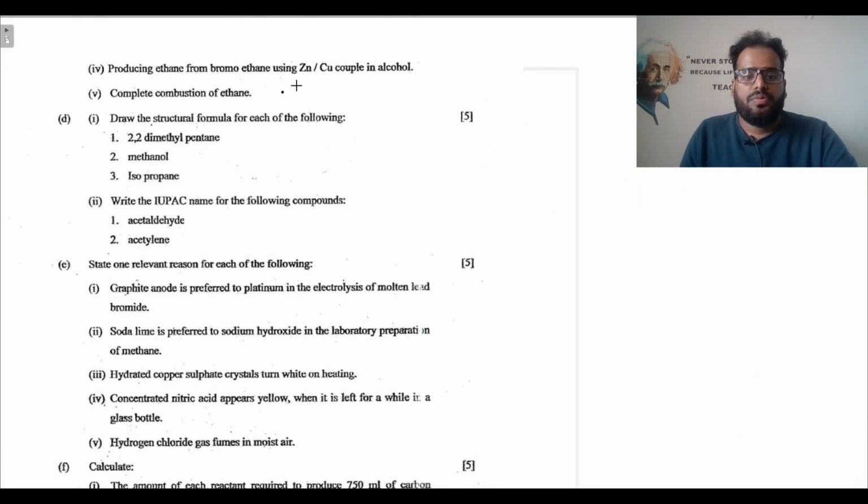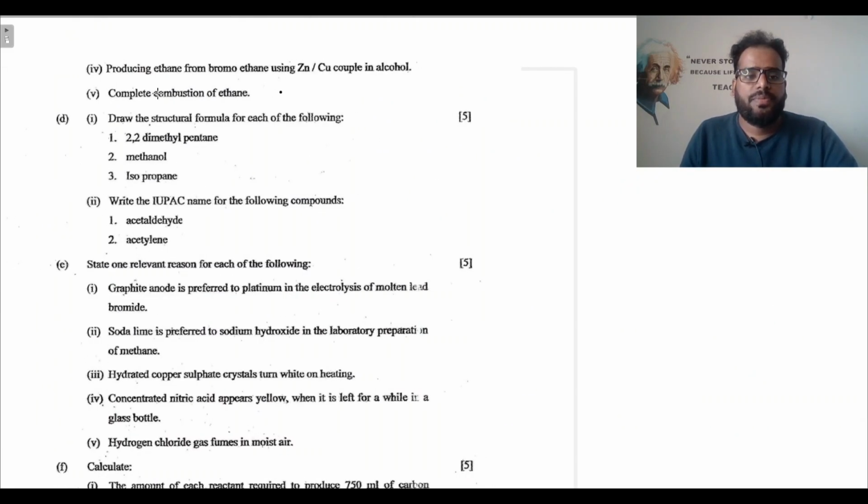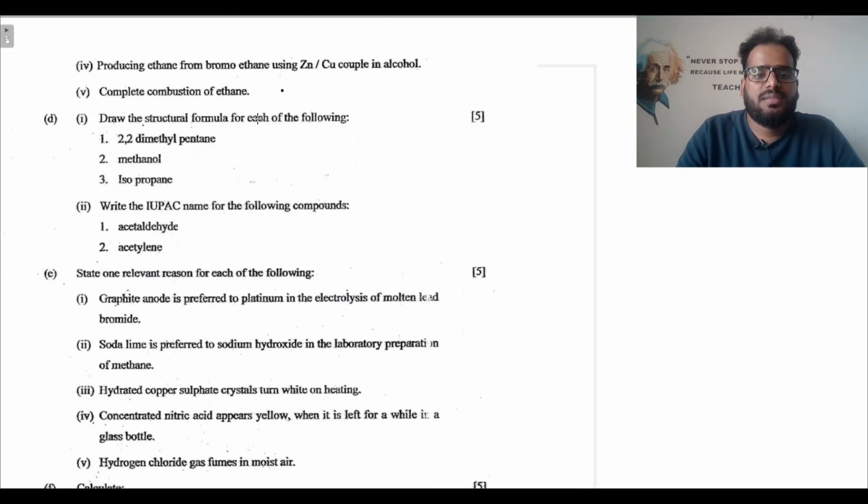There are some more questions on balancing equation. Producing ethane from bromoethane using zinc copper couple in alcohol. So to make alkanes we have two methods actually.